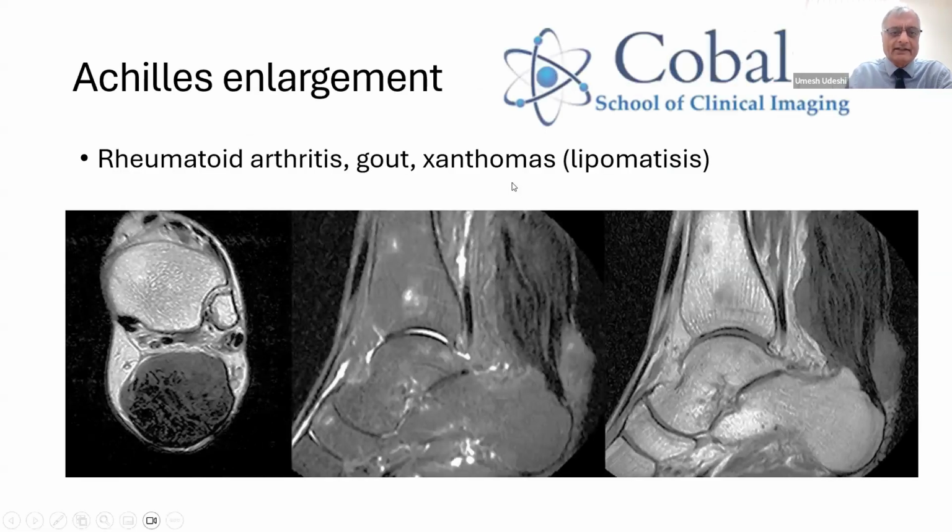You can get Achilles enlargement, and there are various conditions that cause this: rheumatoid arthritis, gout, xanthomatosis or lipomatosis. Sorry, got a spelling mistake there. All of these can cause enlargement of the Achilles tendon. And here are some examples. This is a massively enlarged tendon in the axial and sagittal planes.